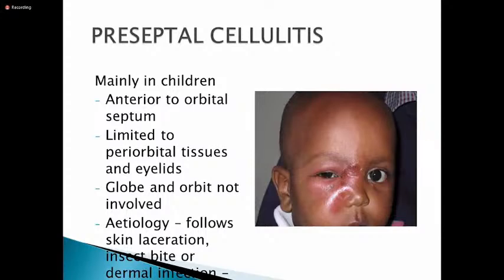We call it preseptal cellulitis because the cellulitis is anterior to the orbital septum. The orbital septum is a fibrous layer that separates the eyelid from the orbital tissues. It controls the spread of infection from the eyelid deep into the orbit. In preseptal cellulitis, as I say, the globe and the deeper orbit are not involved. So it is an anterior cellulitis. It usually follows skin laceration, insect bite, just mild infections, but it can also spread from the lacrimal sac or from the sinuses.